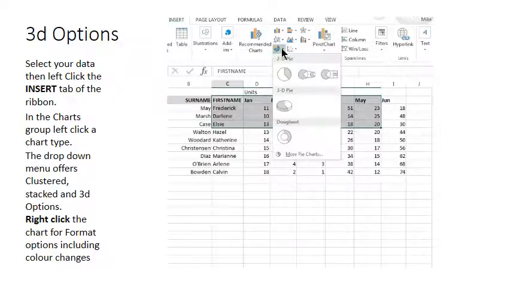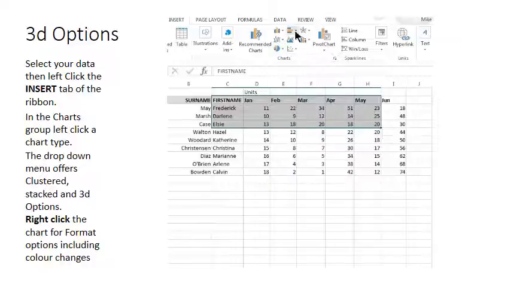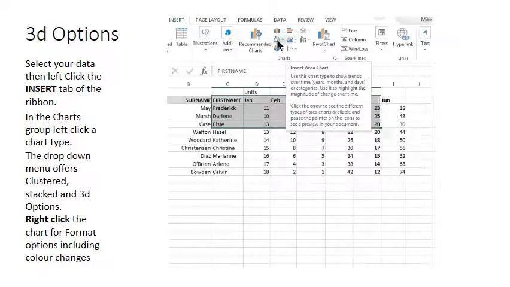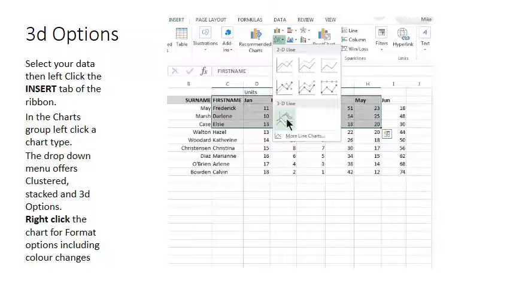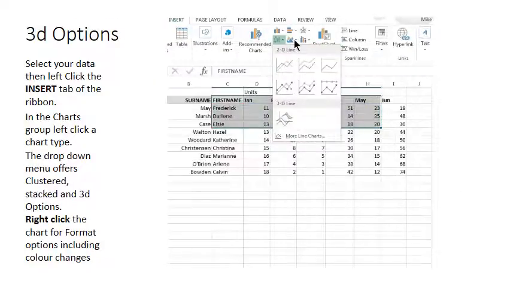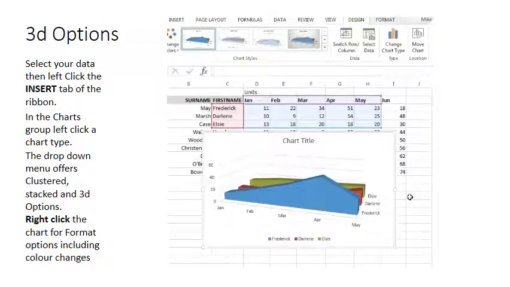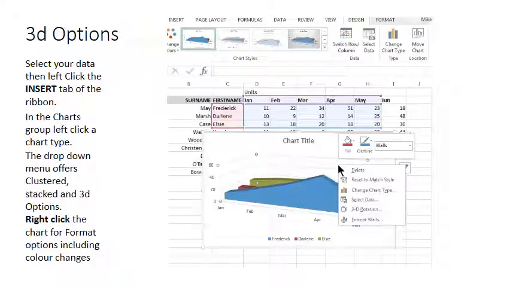We've seen the 3D pie options earlier, and we have, underlined, areas, 3D lines, okay, and the area version of that, there's a 3D area chart. So because the values at the front, Frederick's, are higher, they're kind of hiding what's happening with Elsie and Darlene's values. If I right click on the chart, I have this option 3D rotation.